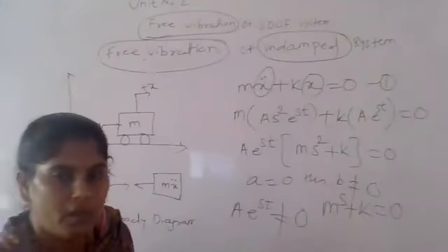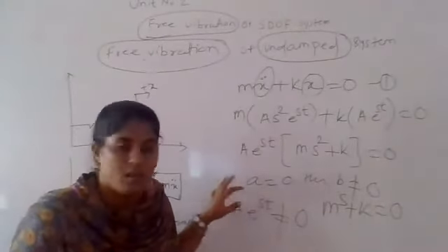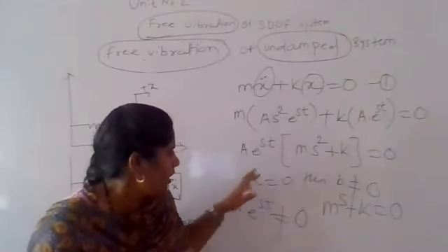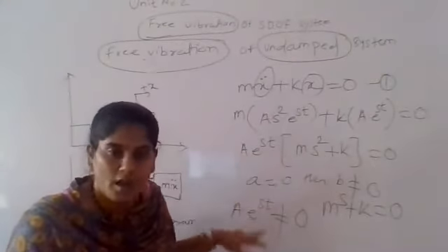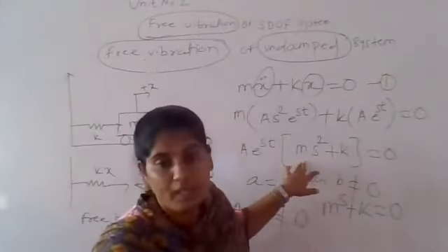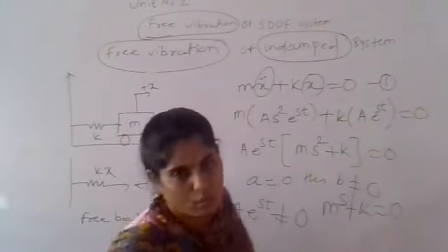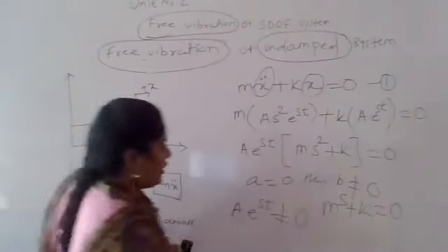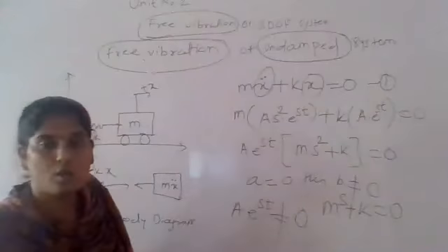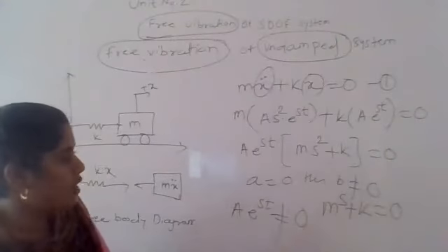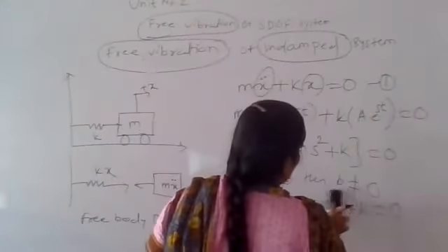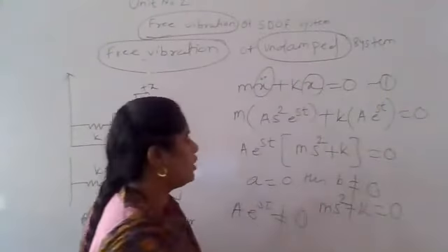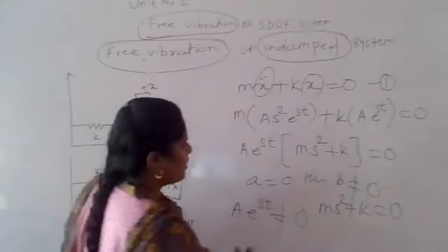All of you understand? When a into b is equal to 0 and a is not equal to 0, then b is equal to 0. So the same we have to apply here. When a into e raised to st is not equal to 0, then the remaining term, m s square plus k, equal to 0. So put this. What is this? m s square plus k is equal to 0. So what will happen?